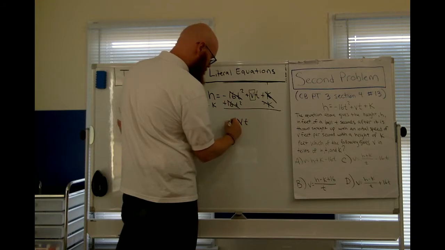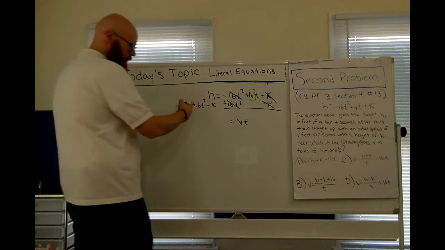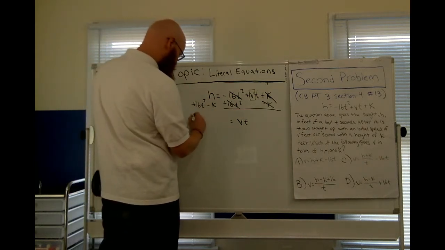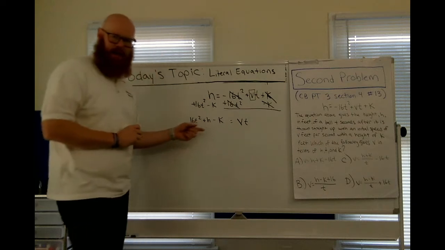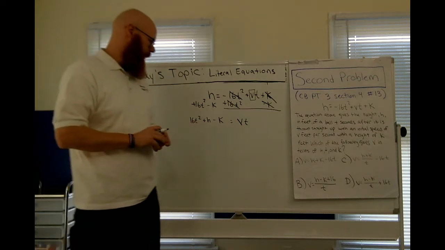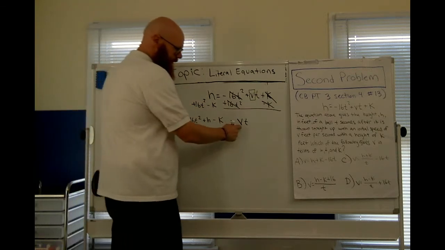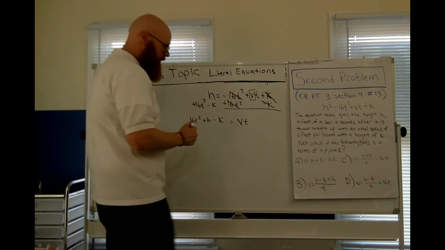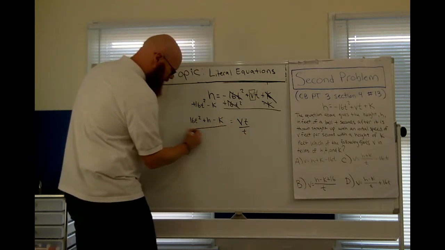But on the left side, none of these are like terms, so I'm just going to have to rewrite them in that order. So let's say I do 16t squared plus h minus k. We could do this really in any order; it wouldn't be that big of a deal. And then I want to get v by itself. So now I have v times t. Well, the inverse of multiplication is division, so I'm going to divide by t, and then I have to divide by t here.